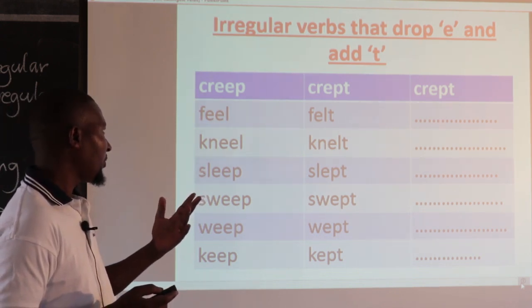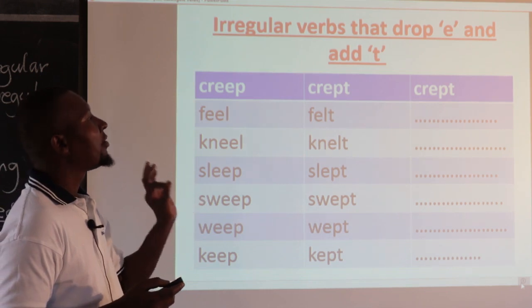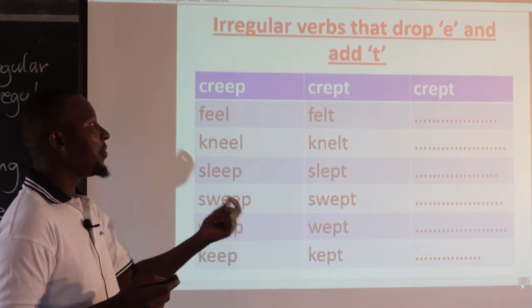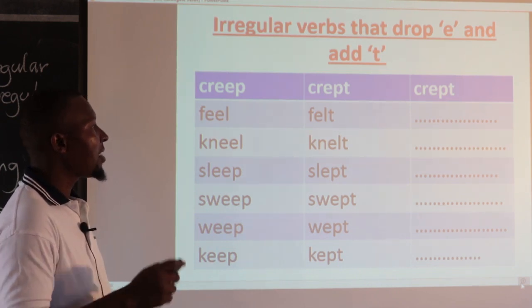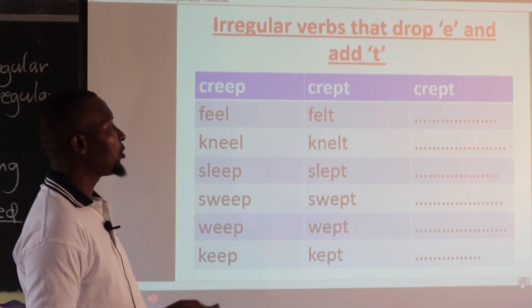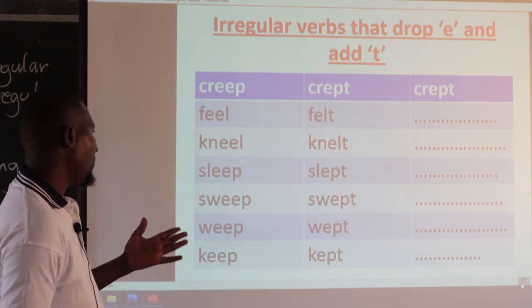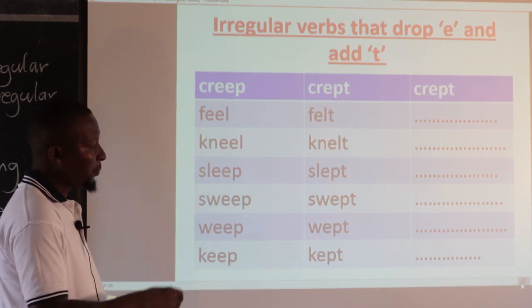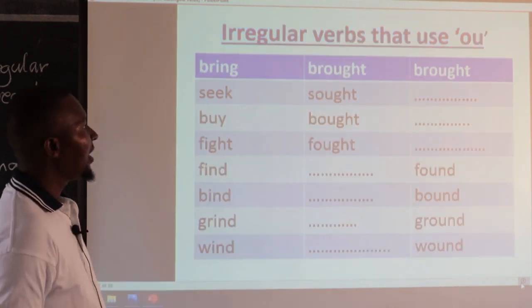Feel, felt, felt. Kneel, mother knelt before father. Mother has knelt down. So you help me fill in the past participle forms of these words. Sweep, swept, swept. Weep, wept, like that. Keep, kept, and then you finish for me.